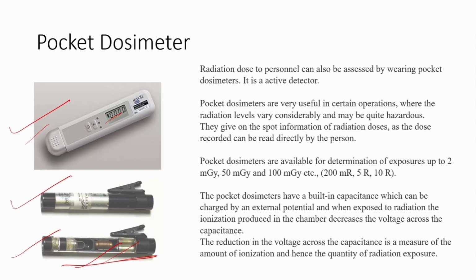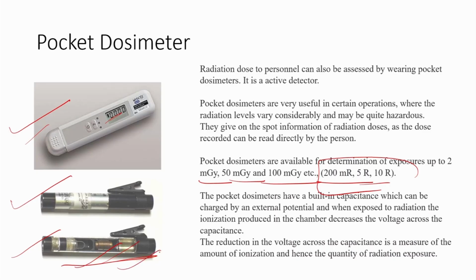So radiation dose to a person can also be assessed by wearing a pocket dosimeter. It is an active detector, as I said. You can get an immediate radiation level. Pocket dosimeters are very useful in certain operations where the radiation levels vary considerably and may be quite hazardous. They give spot information. Pocket dosimeters are available for determination of exposure up to 2 milliGray, 50 milliGray and 100 milliGray, or in terms of Roentgen, 200 mR, 5 mR up to 10 R. Such a high level of radiation can be measured by a pocket dosimeter.